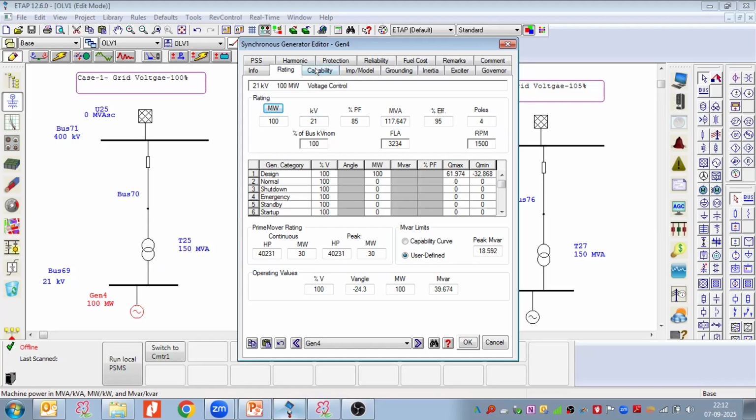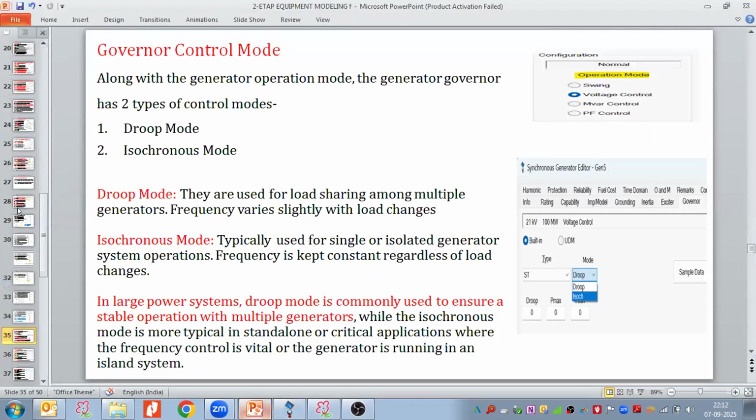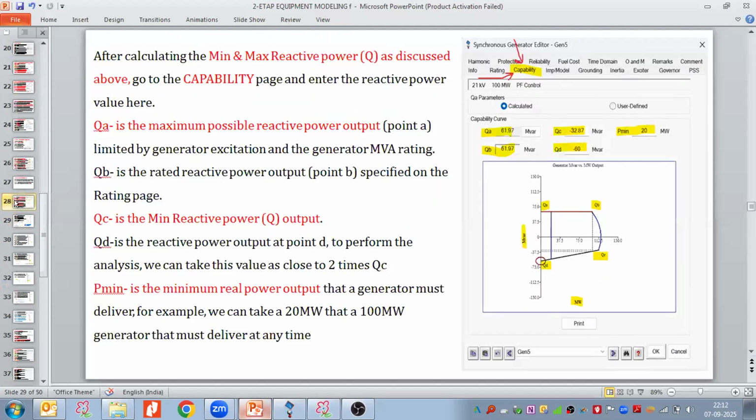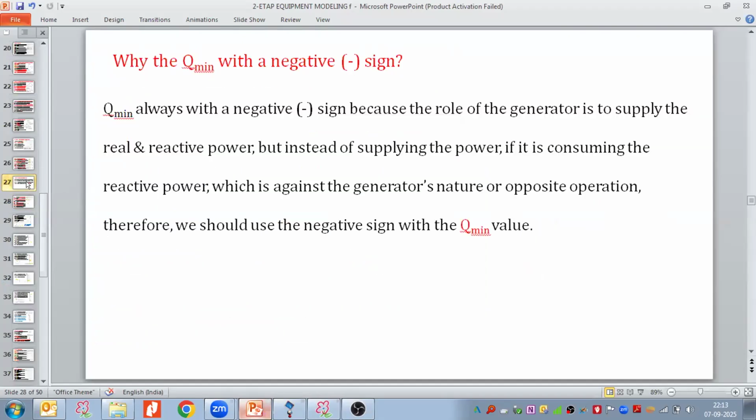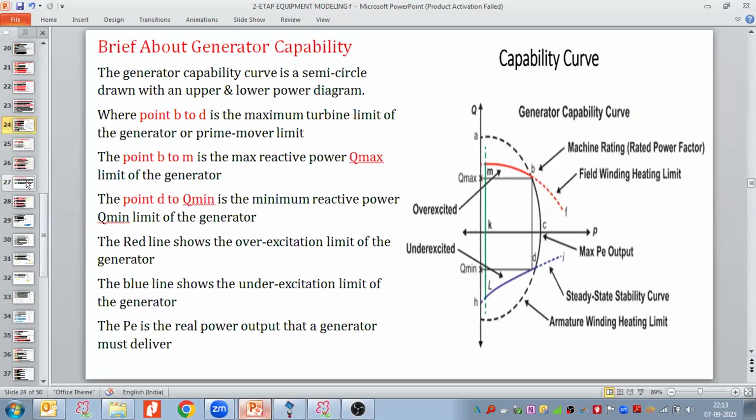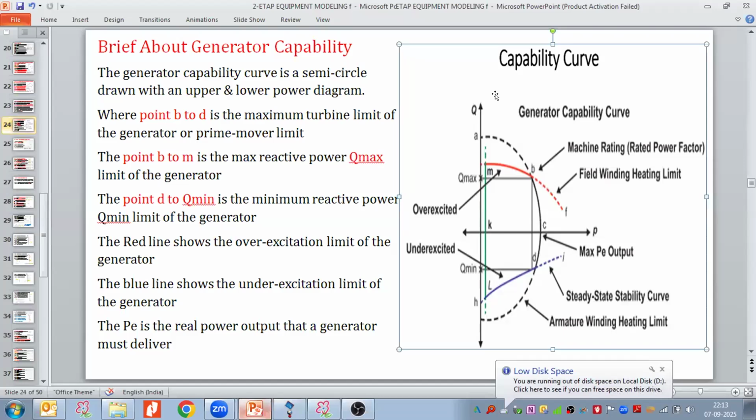Again, in the capability curve, you will get this kind of curve, right? In the capability curve, the Qmax and Qmin values are given. Could you see here? It is a capability curve. Example of a capability curve of the generator. It is a semicircle curve.